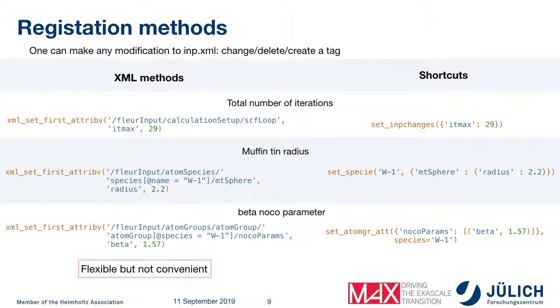And as you see, XML methods can be more flexible, but really not convenient, because one needs to remember the exact path where to find a certain value and attribute. And shortcuts, I suggest using shortcuts, but sometimes they're not flexible. Not all the attributes are supported. If you want to change some attribute that is not common, for example, it's not supported.